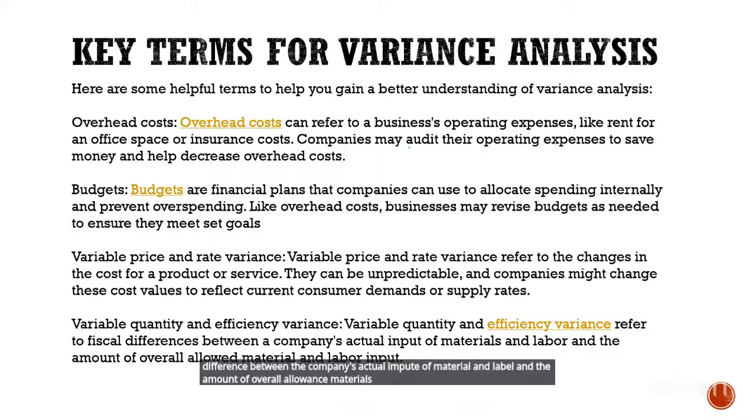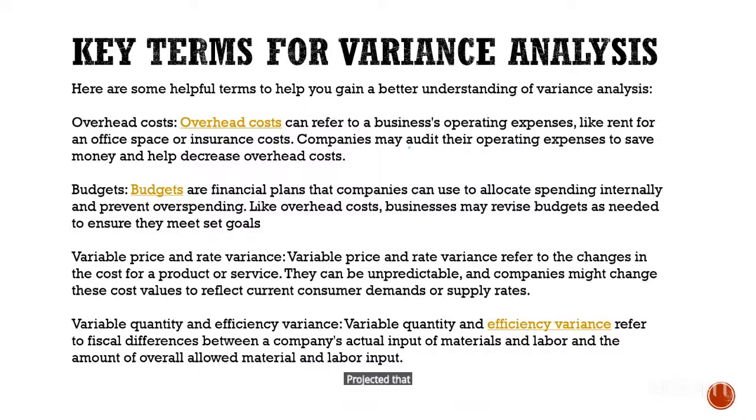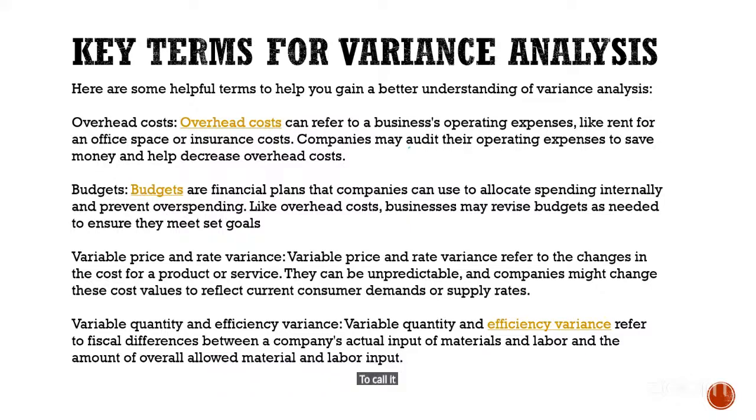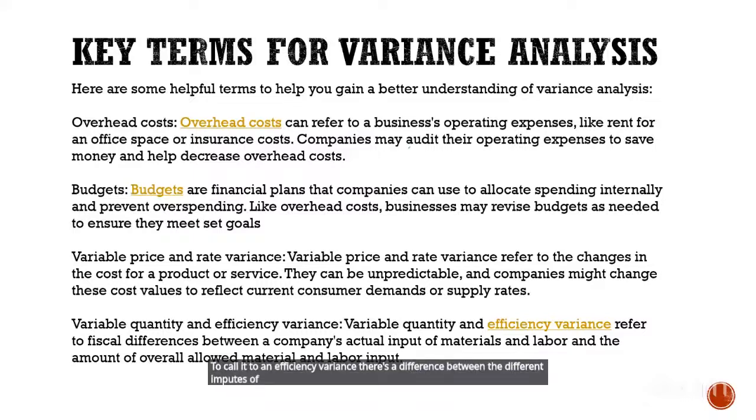So when you projected that, okay, you will use 3 man-hours to produce an item, and then you end up using 5 man-hours, that's what we call a variance. You use more than what you budgeted. So we call it efficiency variance. That's the difference between the inputs of your material and labor and then the overall that is allowed.